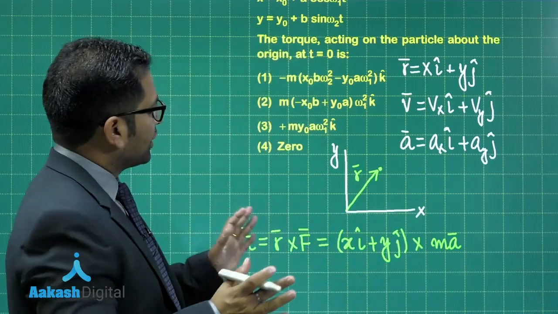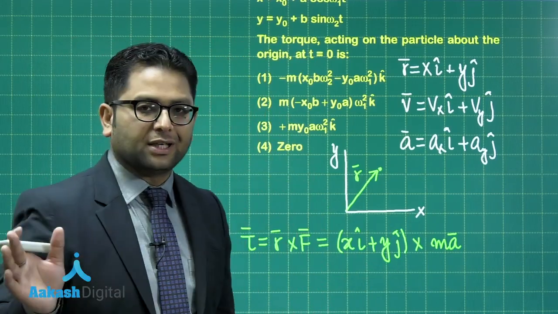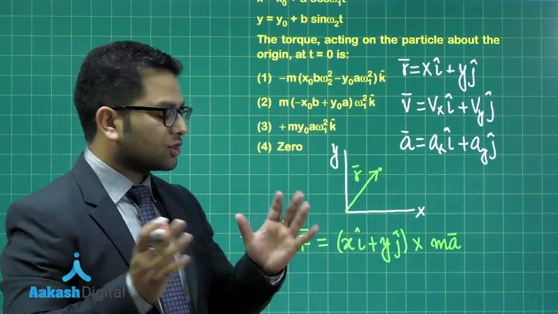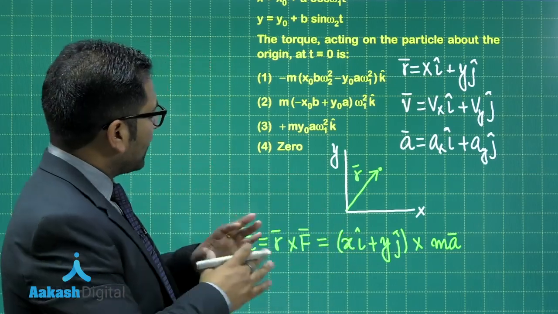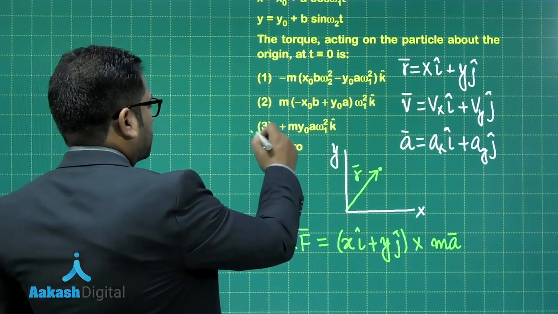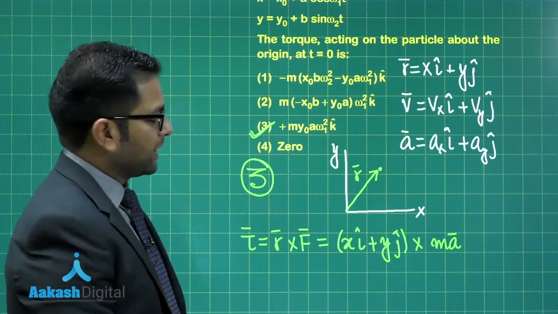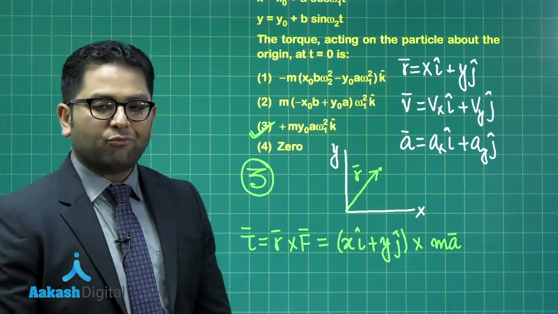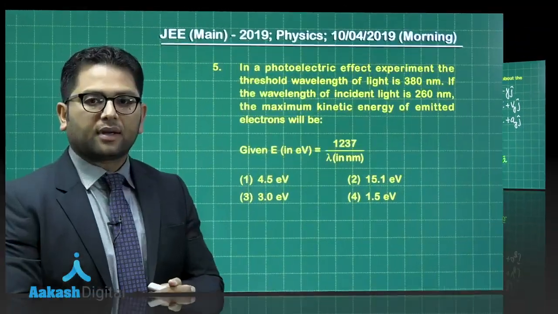At this level, differentiation of this trigonometric function should not be a difficulty. Cross product should not be a difficulty. You do it, and with an average effort, you can very easily calculate. And the correct option for question number 4 would be option number 3. Now it's time we move to the next question, the 5th question.